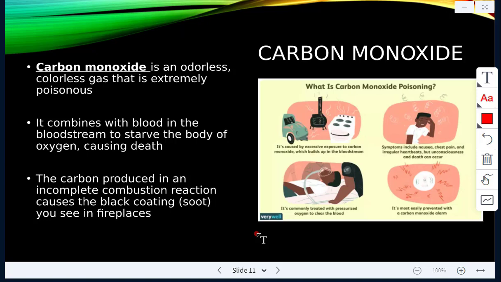All right, so again, carbon monoxide poisoning. Here it's just showing that excessive exposure to carbon monoxide can build up in the bloodstream. Symptoms include nausea, chest pain, irregular heartbeat, unconsciousness, and then death. And it commonly can be treated with pressurized oxygen to clear the blood. And it's most easily prevented with a carbon monoxide alarm. So you can get one of these alarms similar to a fire alarm in your houses or in the garage to prevent carbon monoxide poisoning.